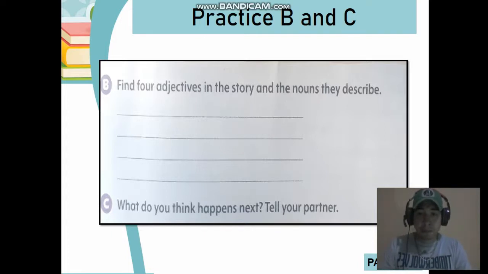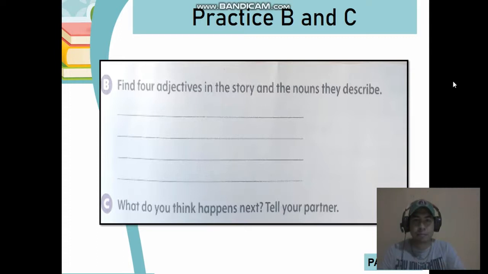After that, you're going to think, okay? And part C says, what do you think happens next in the story? So you're going to tell me what is next, okay? Very good. Now that you have found those four adjectives, we're going to continue into the next part, okay?